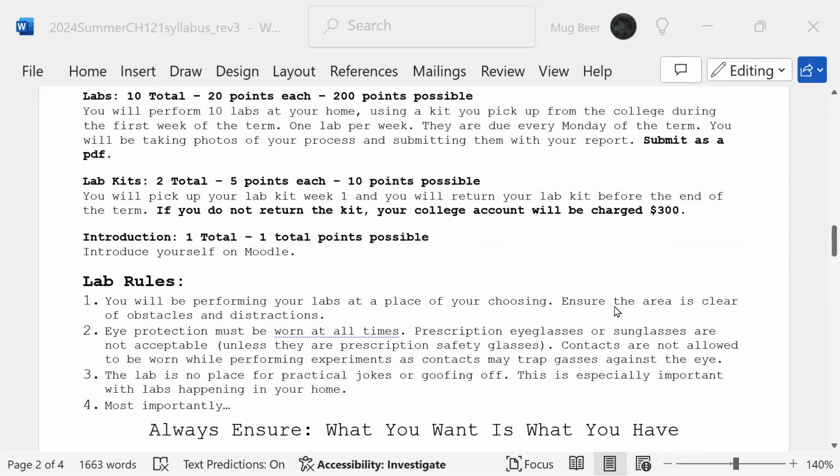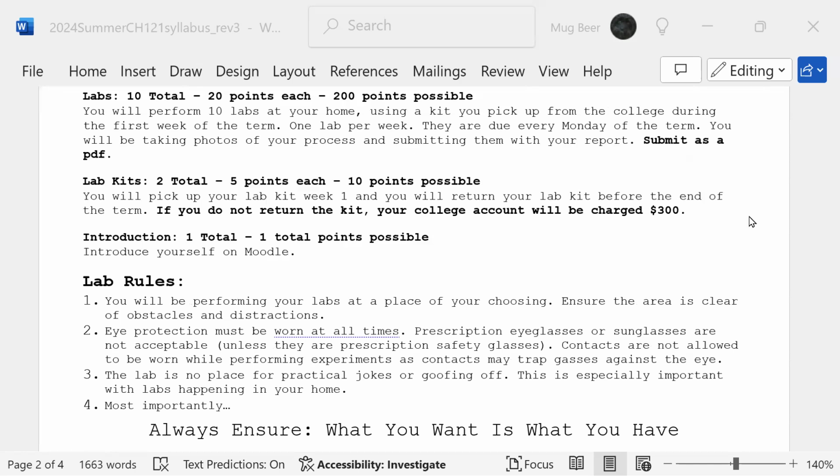Lab rules: make sure you're in a place where nobody's going to bother you and there aren't any obstacles. You're not going to trip over stuff. And sometimes you're using a hot plate, which is basically like a little burner, and make sure nothing is going to catch on fire or melt. You're going to need to wear eye protection. Sorry, if you're wearing contacts, you can't wear the contacts. You have to put your glasses on. No contacts allowed with chemistry labs.